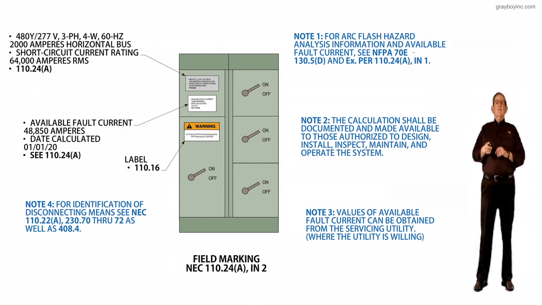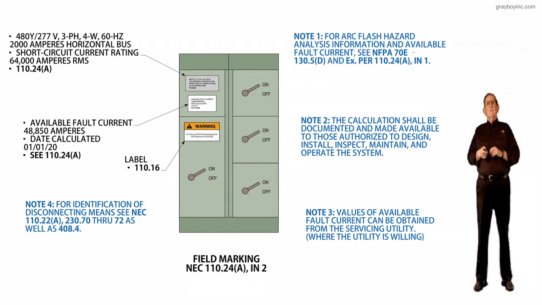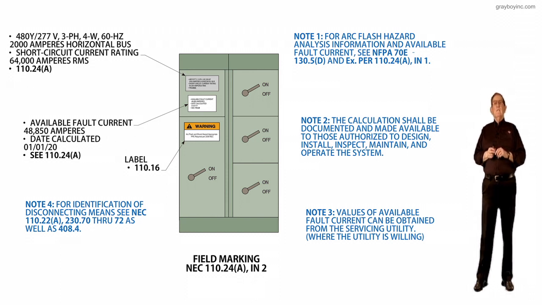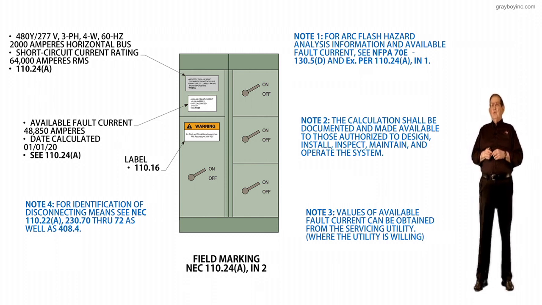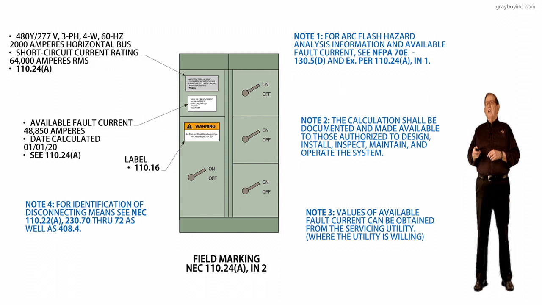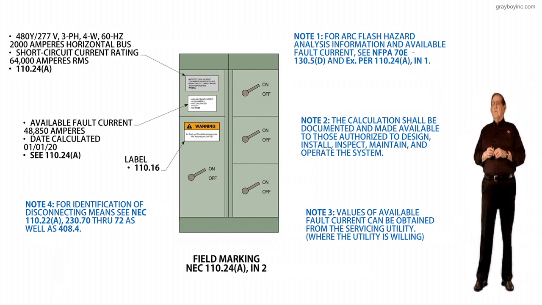This calculation that we see here to the left, the middle one, that talks about 48,850, then we would calculate that by 110.24(A). And now let's look at note 2. The calculation should be documented and made available to whom? Well, those authorized to design, install, inspect, maintain, and operate the system. It has to be available to those folks.